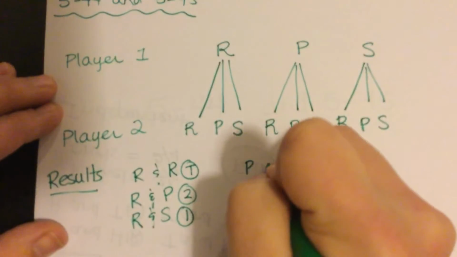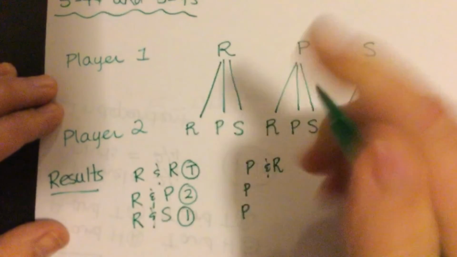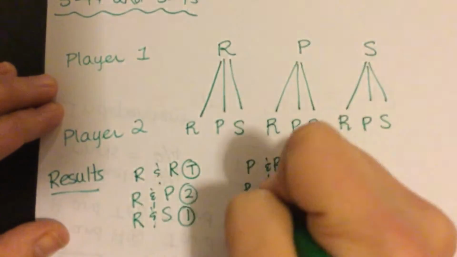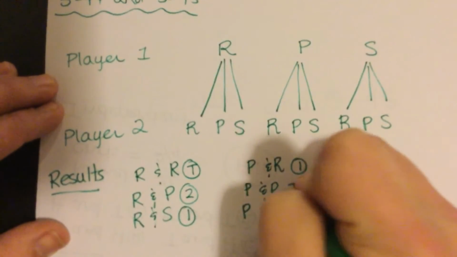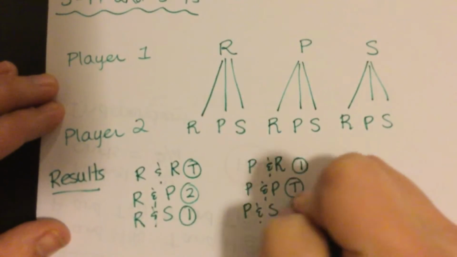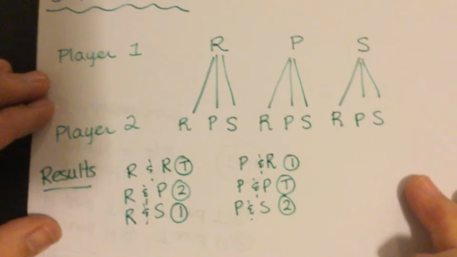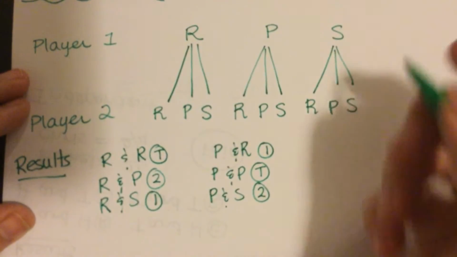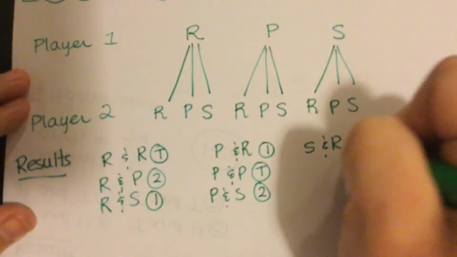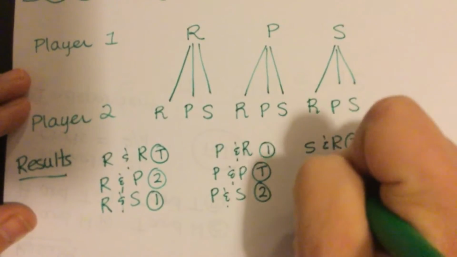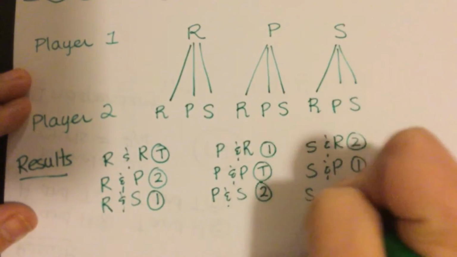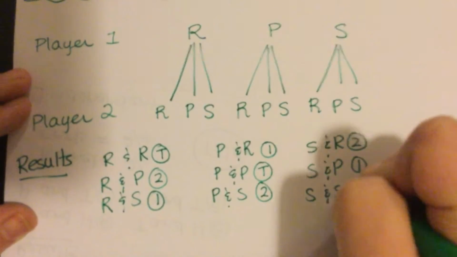So if I have paper and rock, it would be player one is the winner. If I have paper and paper, those are the same, and so it is a tie. If I have paper and scissors, player two is the winner. I'm going to continue for the scissors. So scissors and rock would be player two is the winner. Scissors and paper, that would be player one, and scissors and scissors is a tie.